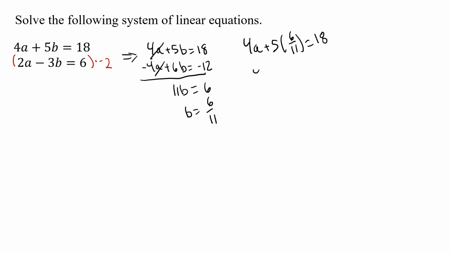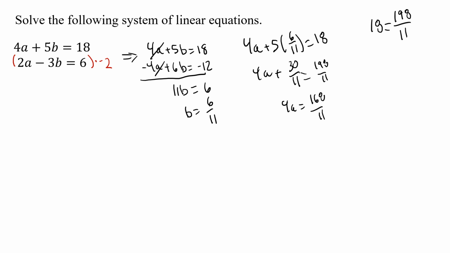Okay, so let's see, 4a, so 5 times 6 is 30. So 30 is not divisible by 11. Again, I want to think about 18 as something over 11 since we have a denominator of 11. So 18 times 11 is 198. So I'm going to subtract 30. So 198 minus 30 is 168. So 4a is equal to 168 over 11.